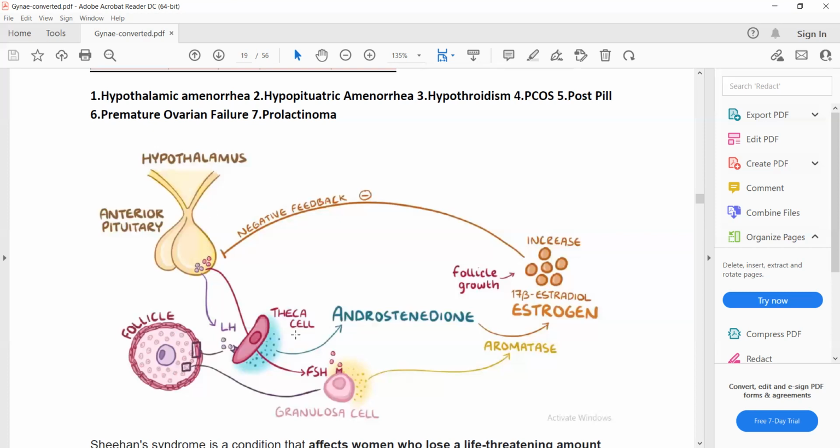Because of low LH and FSH, there will be no production of estrogen by the ovary, so estrogen will also be low. So in hypothalamus or in pituitary problems, LH, FSH, and estrogen, all three of them will be low. Is this point clear to everyone? In amenorrhea due to hypothalamus or pituitary gland problems, FSH, LH, and estrogen will be low. All three of them will be low.